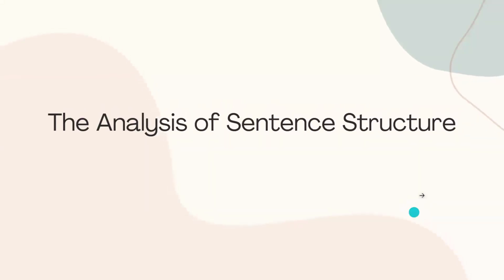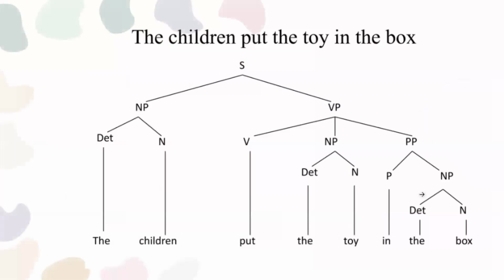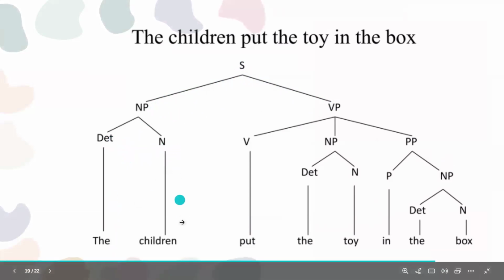So let's see some analysis of sentence structure here. We have a sentence here: the children put the toy in the box. The children, it's a noun phrase. Put is the verb. The toy, again, we have the noun phrase. In the box, we have the prepositional phrase. So even before doing it, in your mind, you know what it is. And simply on the top, you will write S for sentence. Sentence is going to be divided into noun phrase and the verb phrase. And noun phrase is going to be further divided into determiner and noun. Determiner is the, noun is children.